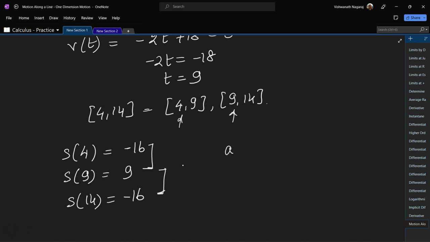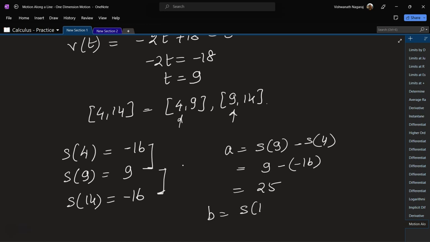So A is equal to, from S4 to S9, what is the displacement? That would be given by S of 9, displacement at t equal to 9, minus displacement at 4. Displacement at 9 is 9, minus displacement at 4 is minus 16, which gives us 9 plus 16, that is 25. Okay, now the second interval, the displacement is going to be S of 14 minus S of 9.